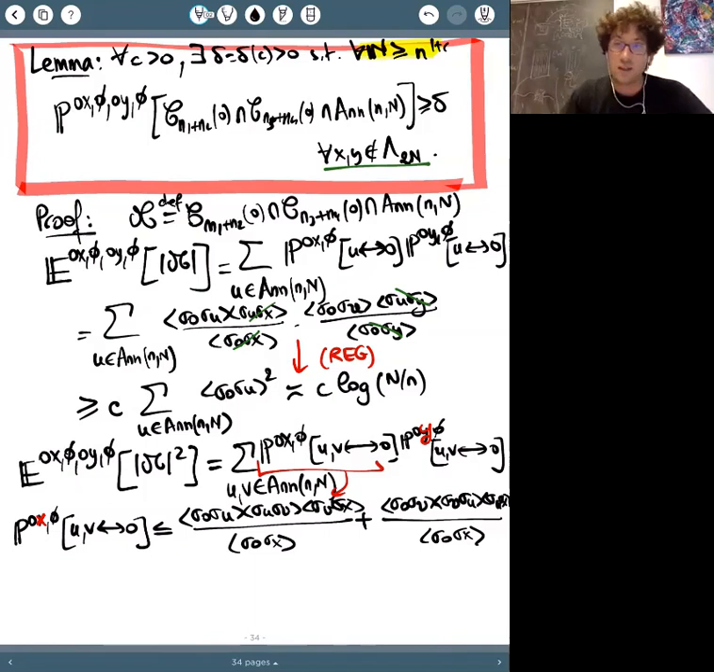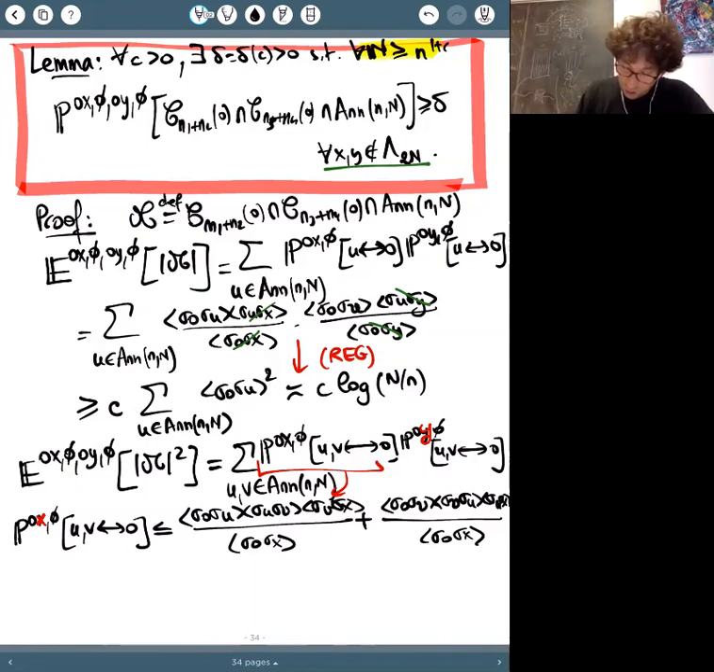Surprisingly enough, we do not manage to get it for endpoints. We have it for two points, but not for endpoints. It would be very nice to have an inequality for endpoints.